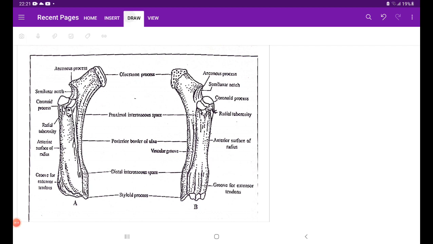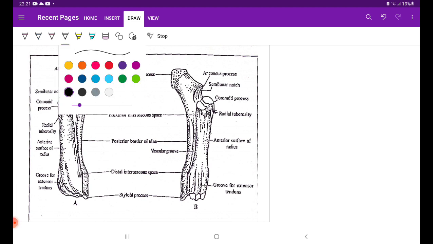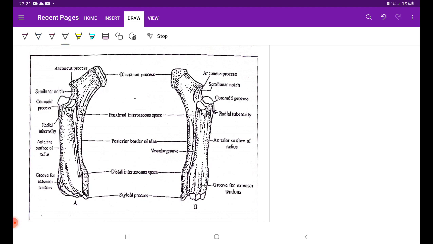This is the structure. This is the diagram of the radius and ulna. This is the medial view, and this is the lateral view.